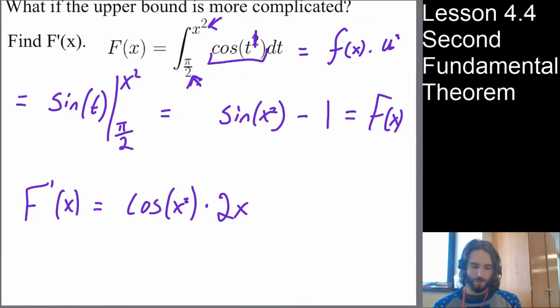So again, generally speaking, you just take this upper bound and plug it in for your dummy variable, and then you need to multiply by whatever the derivative of that is if it's complicated like this, or if it's not just x. I keep saying complicated, but complicated just means it's not just x. All right, I don't think we need to do anything else there.